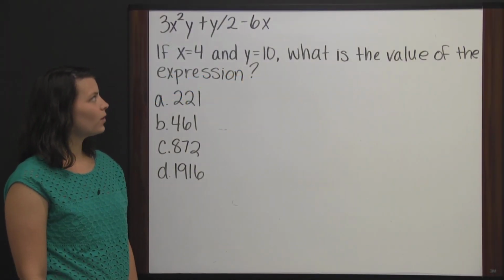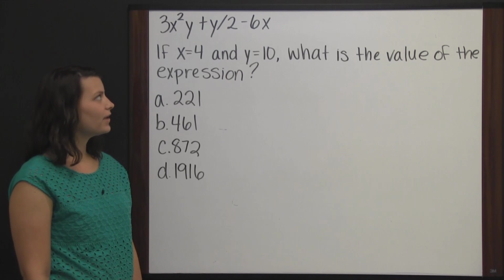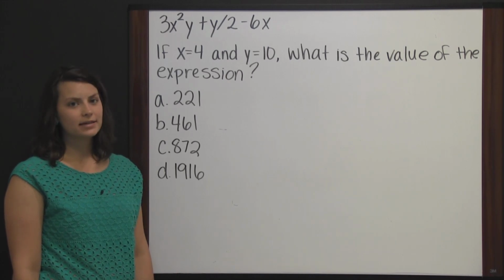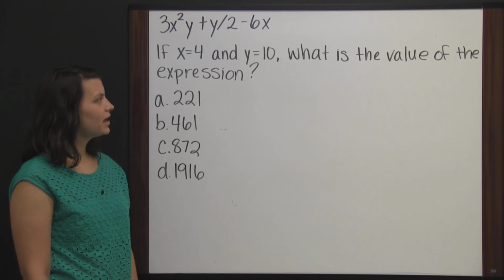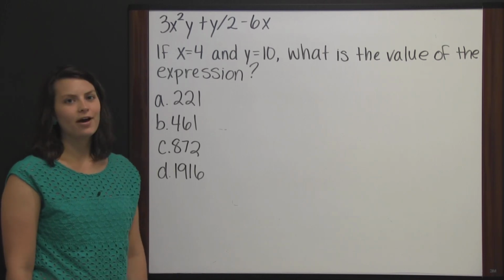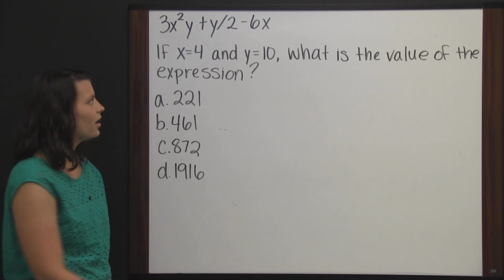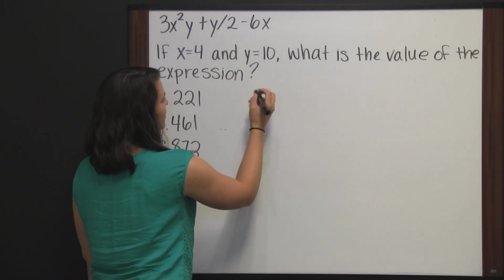Three x squared y plus y divided by 2 minus 6x. If x equals 4 and y equals 10, what is the value of the expression? First, I'm going to take our expression and copy it.